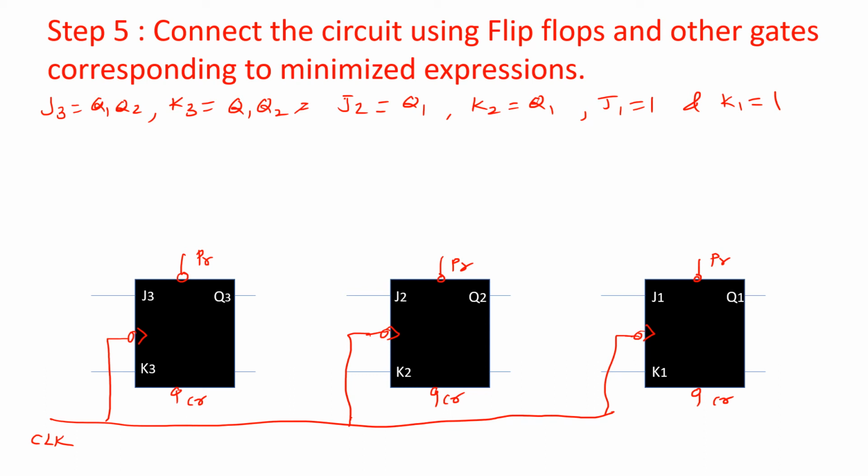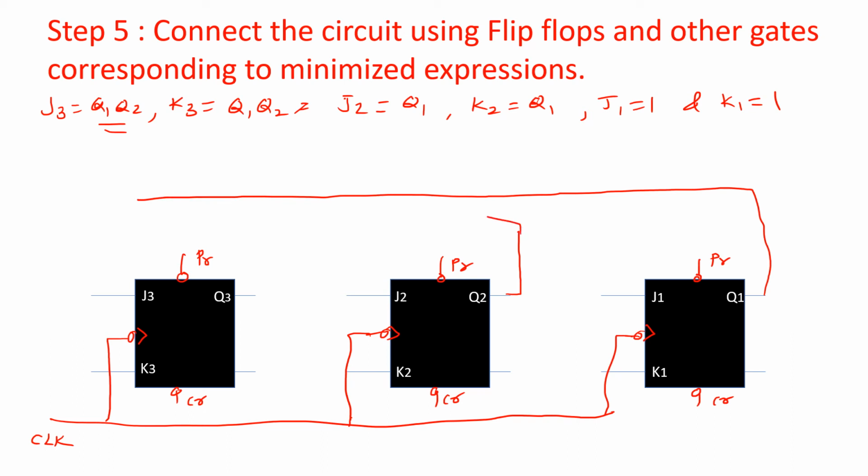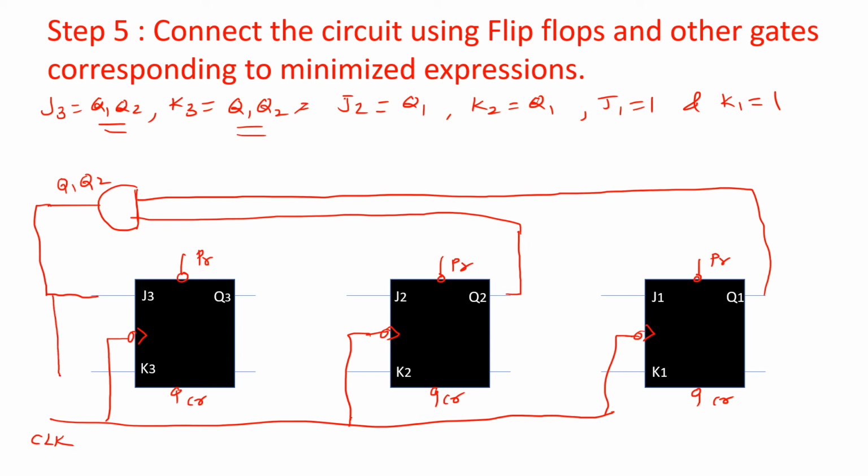Now we can see J3 is equal to Q1 Q2. So this is my J3, and Q1 and Q2 are here. What I am doing, try to understand. So this is Q1, this is Q2. They are ANDed to give the output Q1 Q2, and that is connected to J3. Now K3 is again Q1 Q2. That means this output I can take straight away from this. So this is my K3.